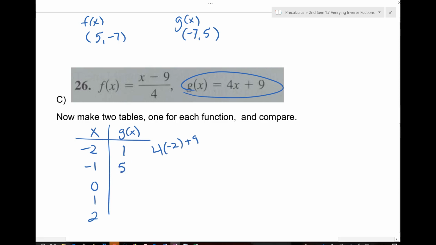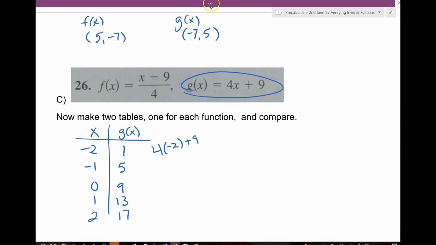Always use 0 if you can. If it's not on it, that's sad. But if you've got 0, I'm going to get 9. Plug 1 in. So 4 times 1 is 4 plus 9. I get 13. Go 4 times 2, which is 8, plus 9 is 17. So very easy to do.